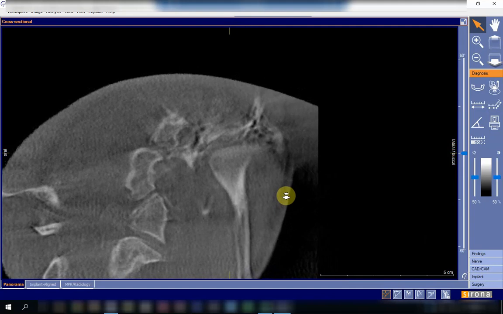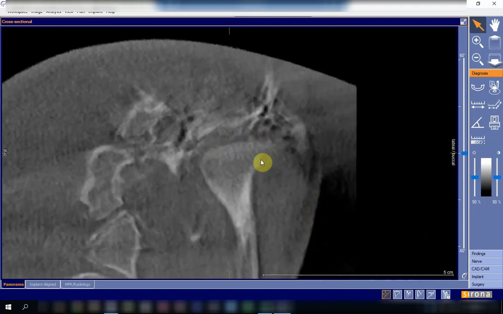Again, you will be looking for the integrity of the surface of the condylar head, the articular surface of the condylar head.